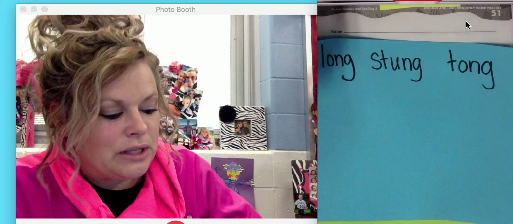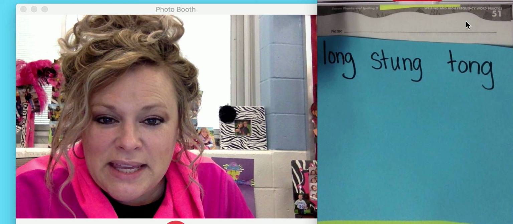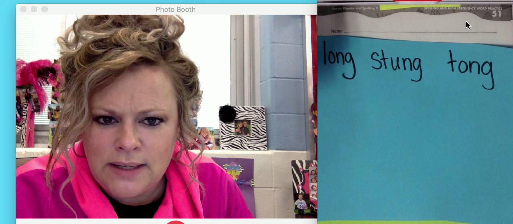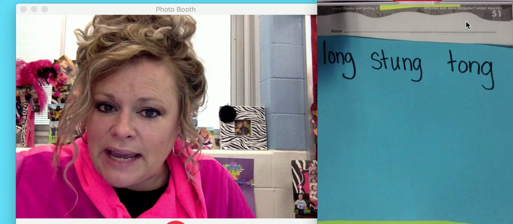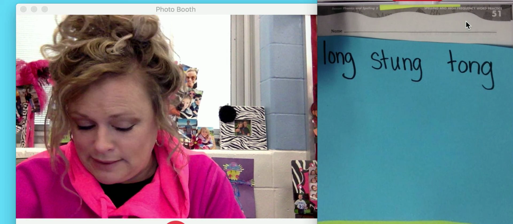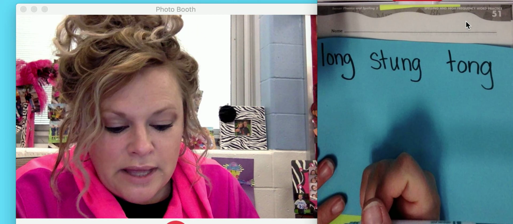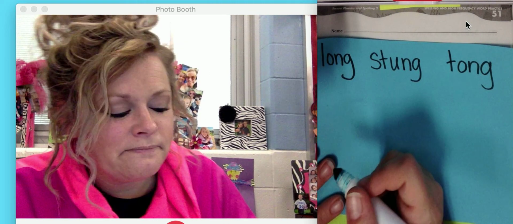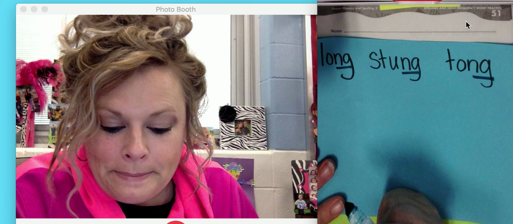Here's long, stung, and tong. What is making the ng sound? The N and the G. Very good. What do you think the N and the G is? I don't always know if I agree with this, but they say it's a digraph. I kind of hear two sounds, ng, but it's not a regular n sound, so maybe that's why they say it's a digraph. So how do I know it's a digraph? Well, it is two letters, kind of makes one sound in the back of your throat. And how do we code digraphs? Underlining them.